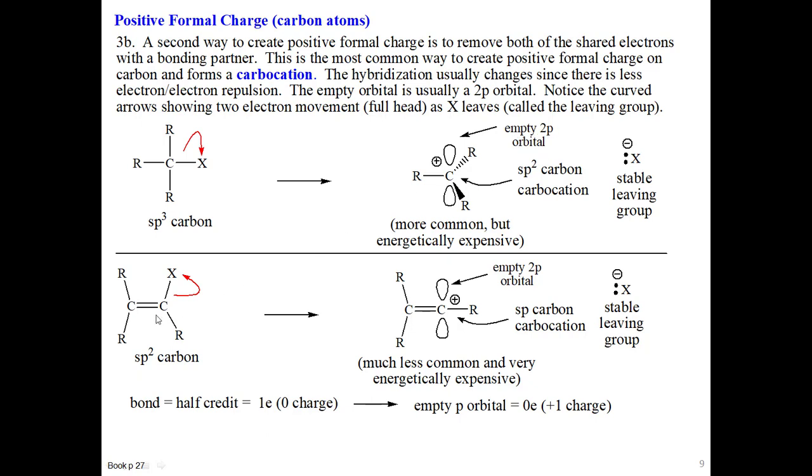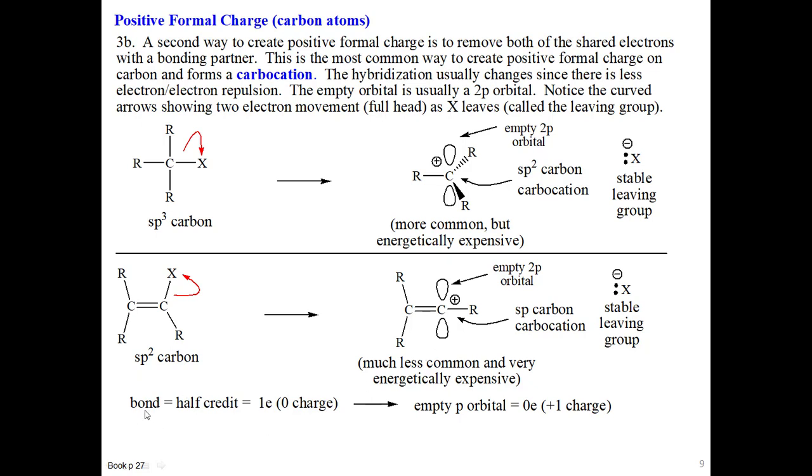Now it's even possible that carbon could start off at sp2 and lose a very good leaving group. This is much less common. But if that were the case, then these two groups would expand to linear shape to minimize their electron repulsion. The empty orbital is still a p orbital, plus there's the p orbital of the pi bond. Okay, so this would also be a carbocation, but we will hardly ever propose this, maybe never propose this.